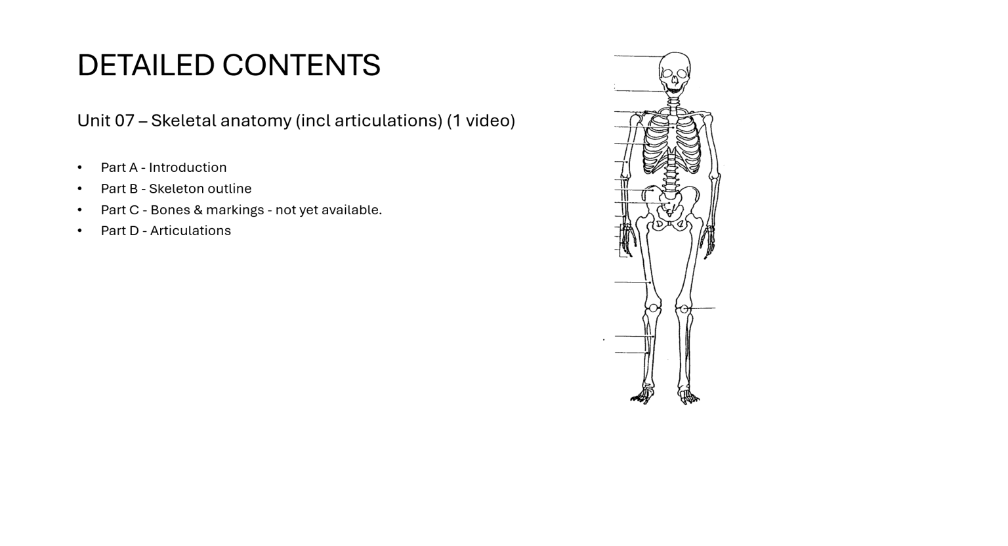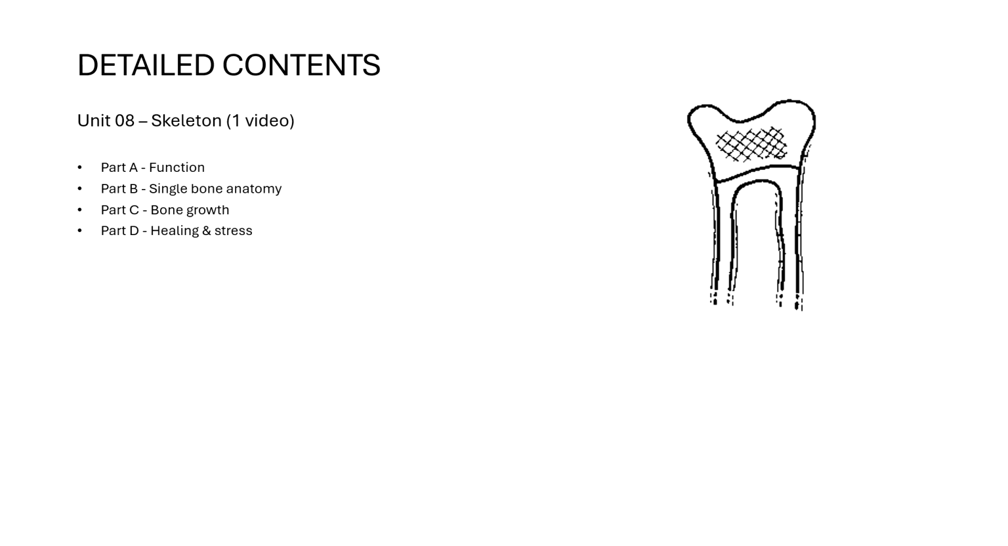Unit 7 deals with the anatomy of the entire skeleton. After an introduction, we'll outline the skeleton. We won't go into much detail for bones and markings. Most of that is not yet available, but we will end up with a look at articulations.